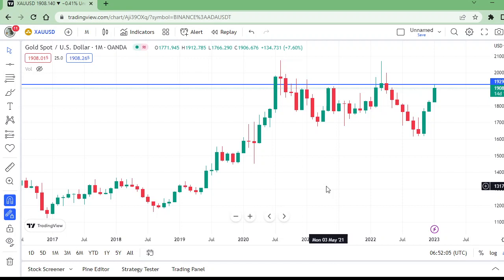This is the chart of gold on the monthly time frame. We are beginning this analysis from the monthly time frame. Now this is the monthly level where gold is expected to react, though it has been rejected on the daily time frame, but let us figure it out on all time frames.